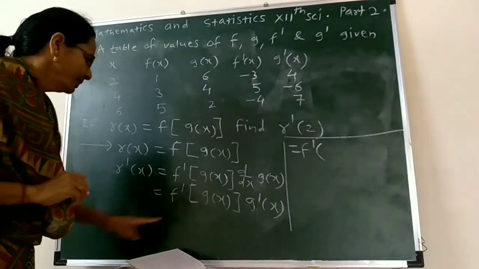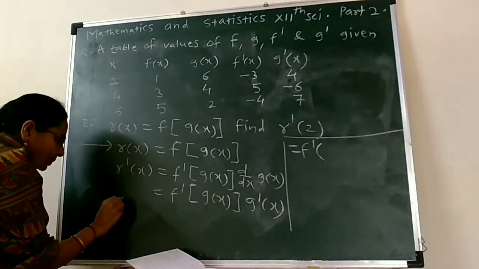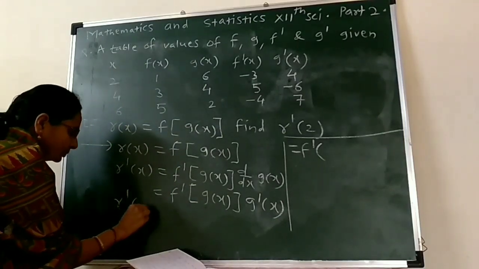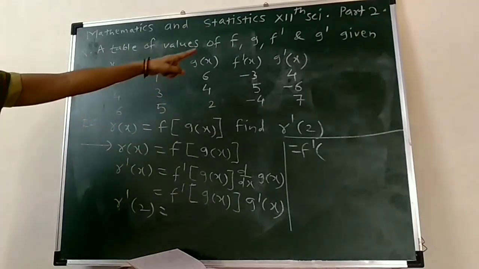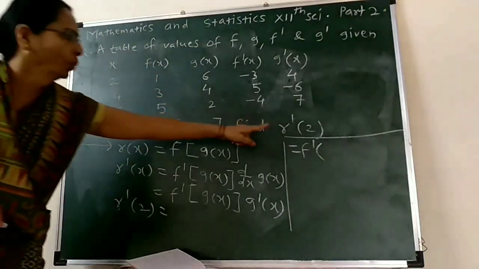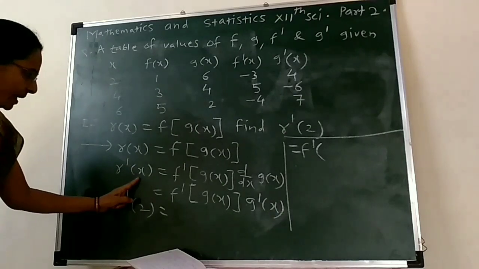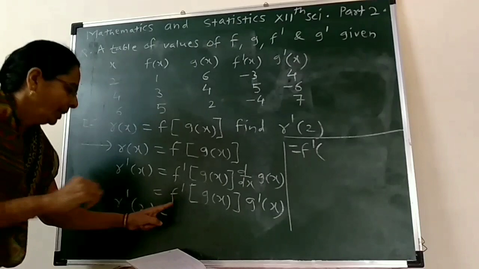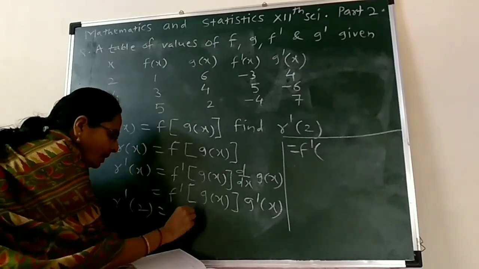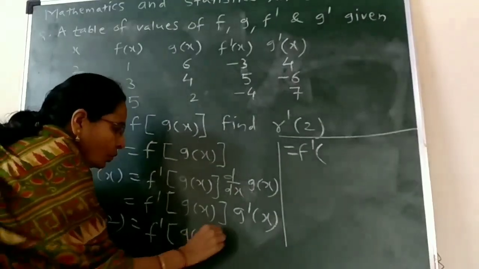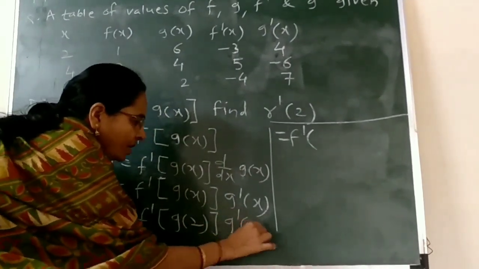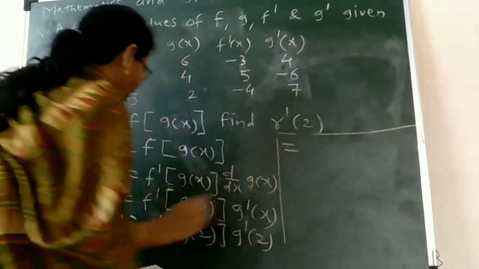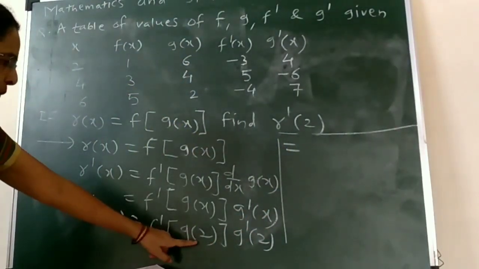We want to find f dash 2 r dash 2. We want to find r dash 2. So r dash x is this statement, r dash 2 where there is x, write 2. F dash g 2 into g dash 2 is equal to f dash g 2.